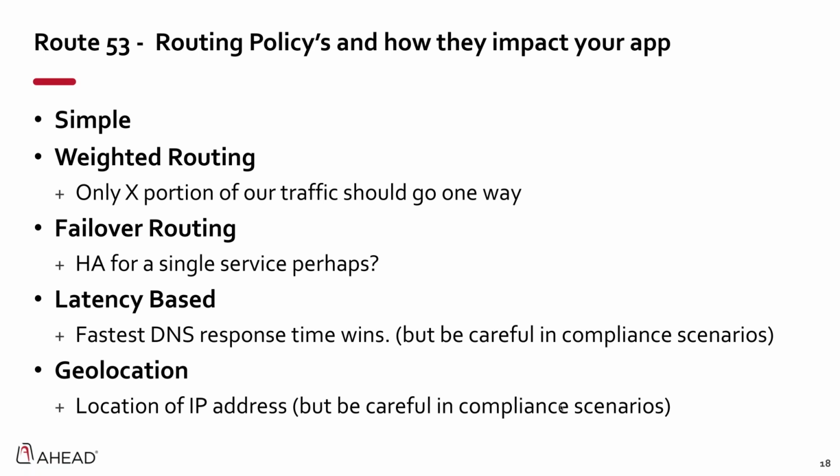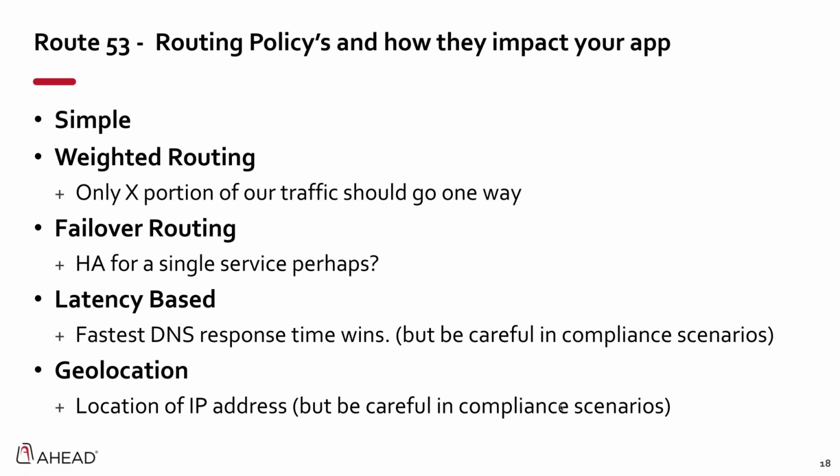The weighted routing option specifies that only X portion of your traffic should go to one endpoint. And I think that this is important. I could see a use case here, for example, if you were an e-commerce company and you had a new test that you wanted to roll out, you could use a weighted routing policy to say, oh, X percent of the requests should go to my new looking application.